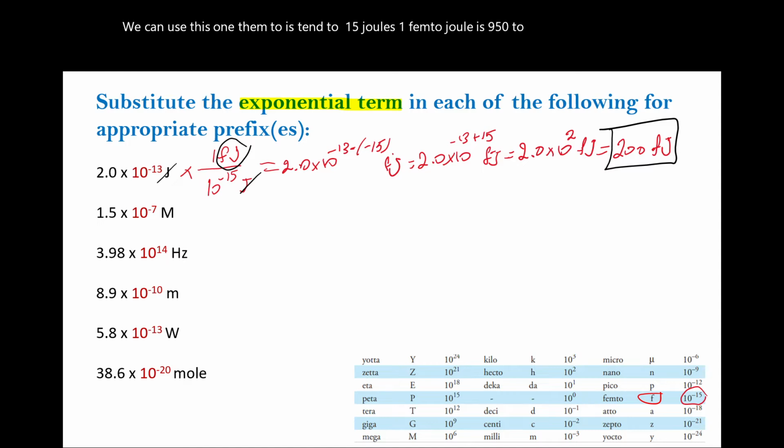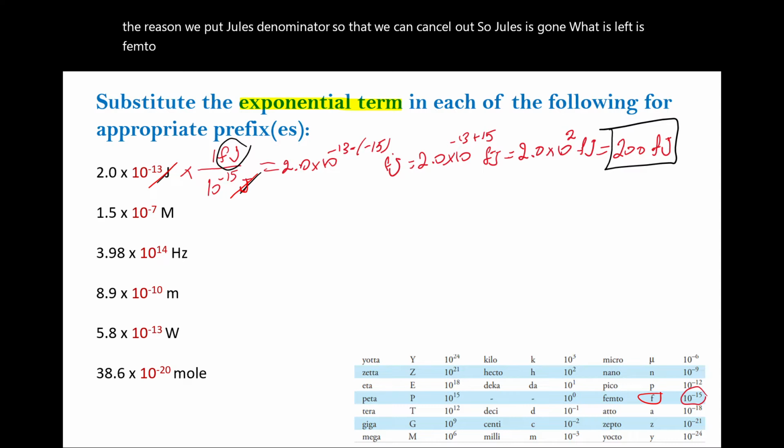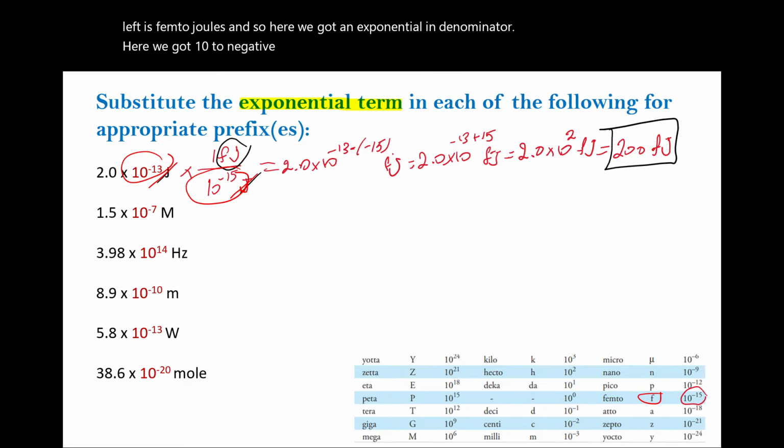So we have here, the reason we put joules in the denominator is so that we can cancel out. So joules is gone. What is left is femtojoules. And here we got an exponential in a denominator. Here we got 10 to negative 13. So your number will be 2.0 times 10 to negative 13 minus negative 15. So that's how you handle the denominator.